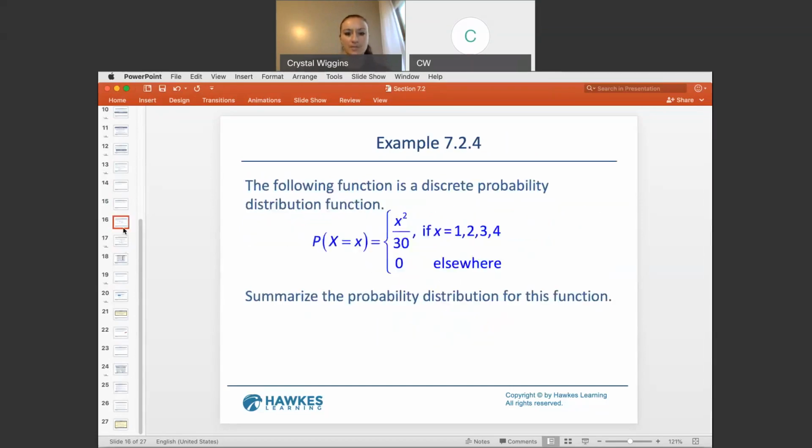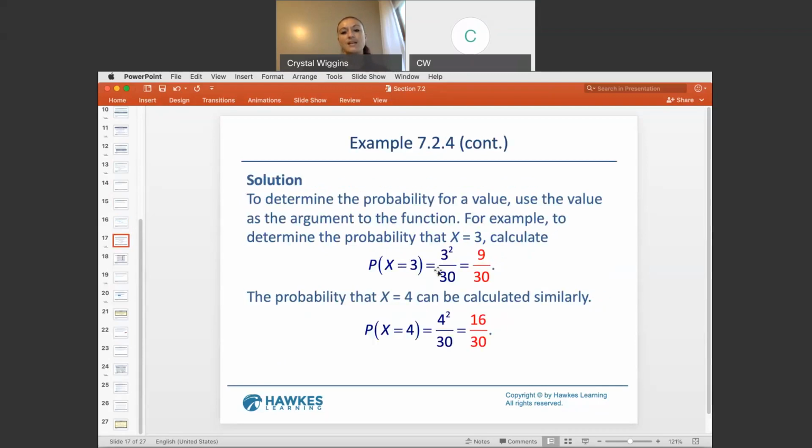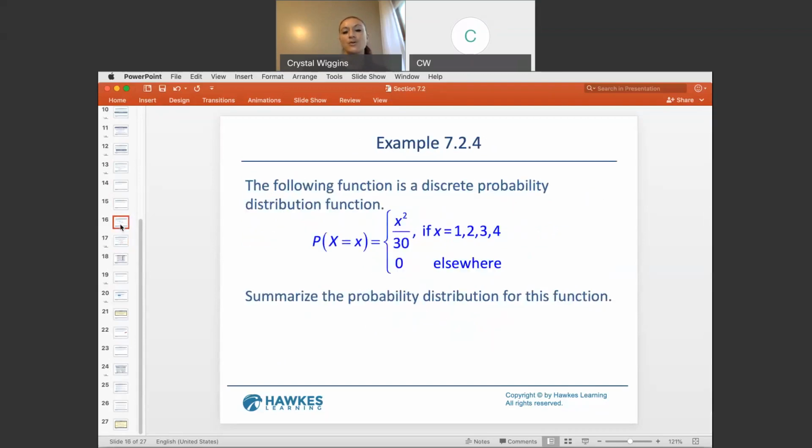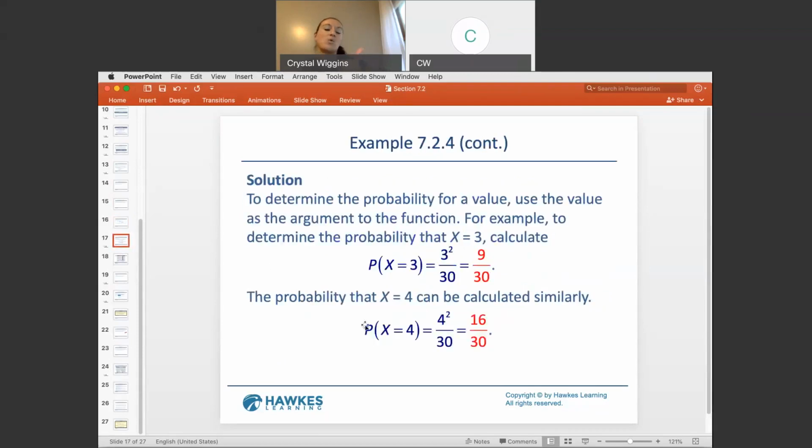Oh, there's a solution. What was the question? Summarize the probability distribution for this function. Okay, so this is what the function's really saying: if x equals 3, you put 3 into the formula. 3 squared is 9. 9 over 30 is the probability. And that works for when x is 1, 2, 3, or 4. Anything else, we would just say the probability was 0.